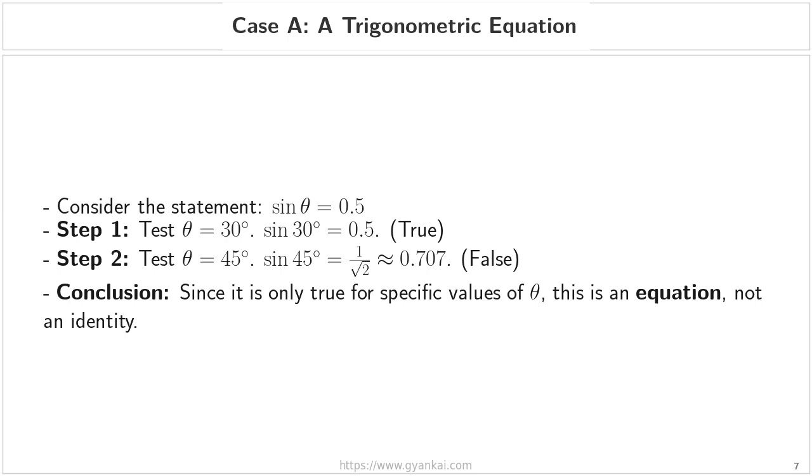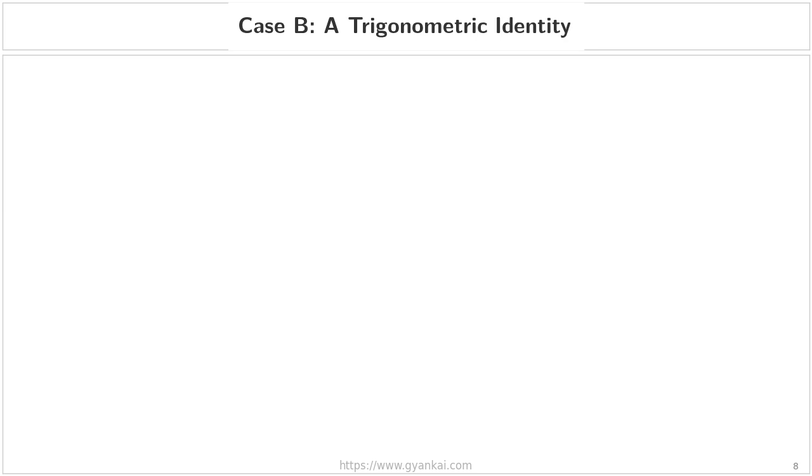In the next slide, we will look at a much more powerful example that remains true no matter what angle we choose. Case B, a trigonometric identity. Now that we have seen how a standard equation only works for a specific value, let's look at case B, which is a perfect example of a trigonometric identity.